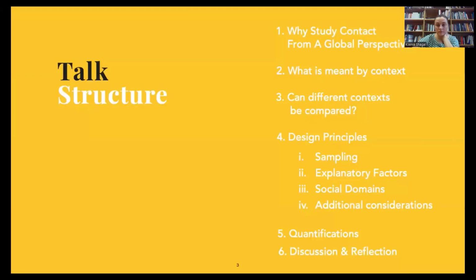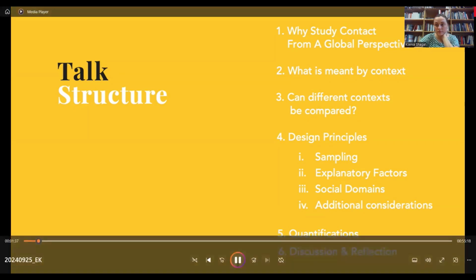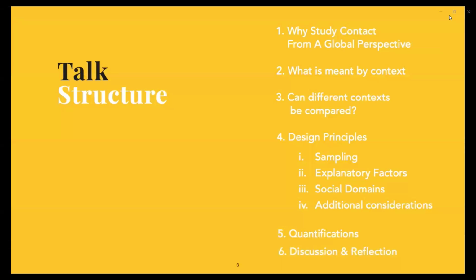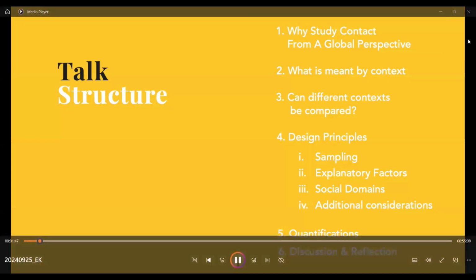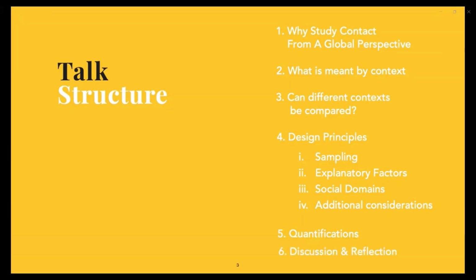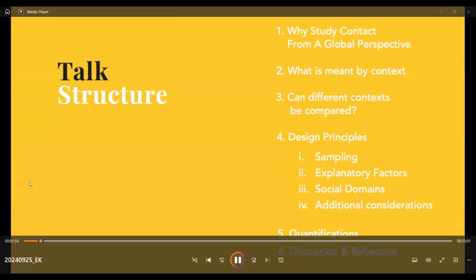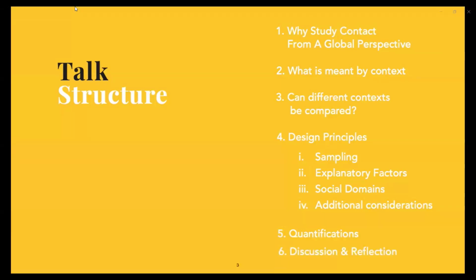So the structure of the talk is as follows. We'll begin by considering why we might want to study language contact from a global perspective and why we might want to study the social aspect in particular. We'll extrapolate on what we mean by context and whether these different contexts can indeed be compared. I'll argue in the affirmative, and we'll go through the design principles of the sociolinguistic questionnaire which embody the basis on which we try and do the comparisons of the context.